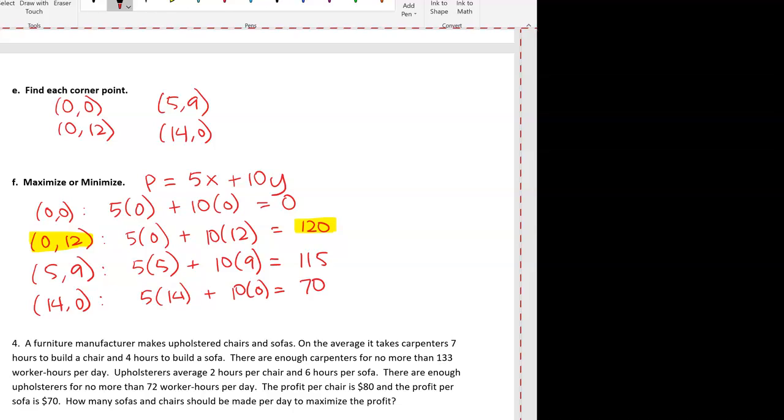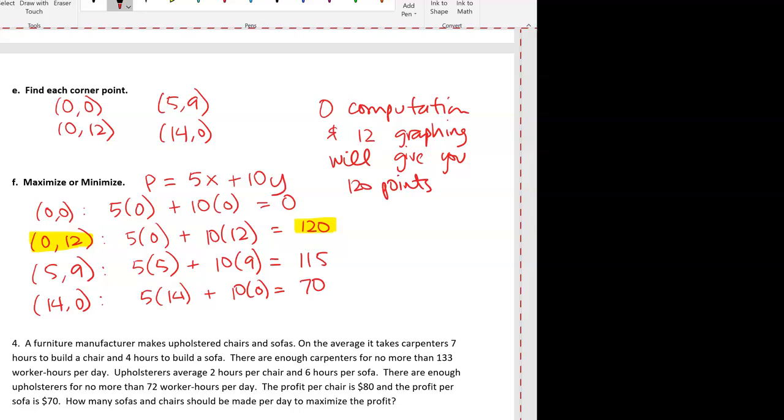So you want to wrap this up with a sentence. So I would just say, you could probably shorten it and say 0 computational and 12 graphing will give you 120 points. Okay, and so that's your solution here. So you maximized your number of points by plugging those in.